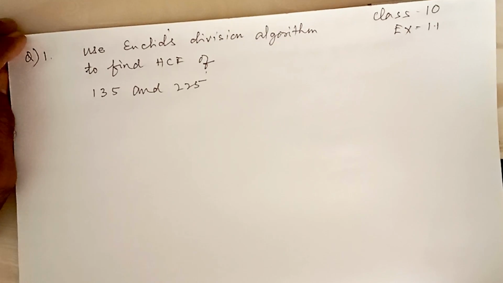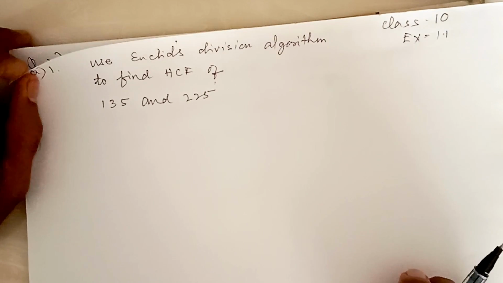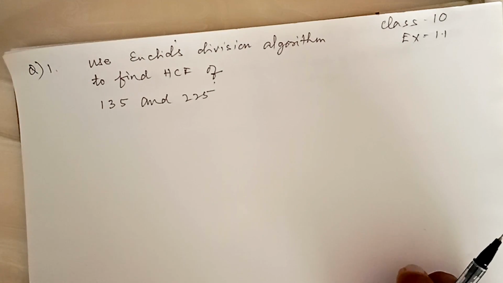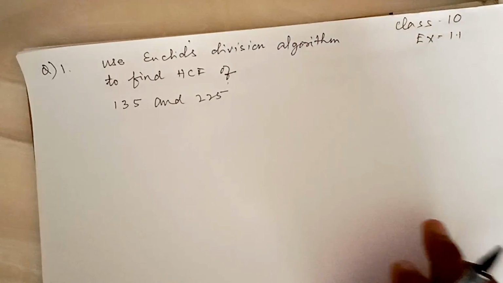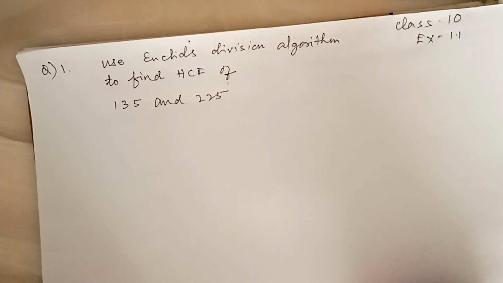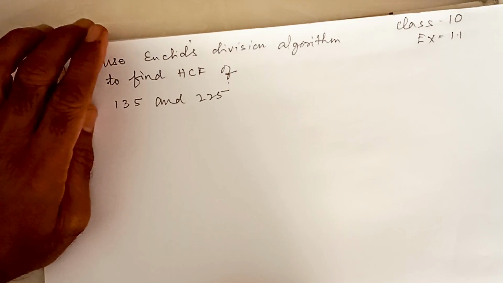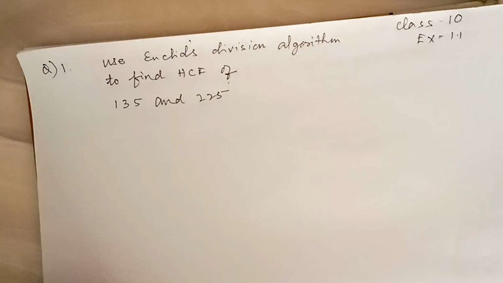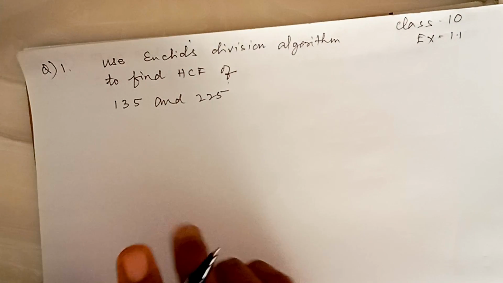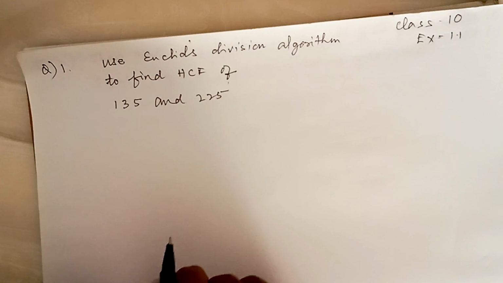Hi students, we're going to start class 10 CBSE exercise 1.1 and question number 1. Let us start question number 1. This says use Euclid's division algorithm to find HCF of 135 and 225. It is very easy. All you need to know is what Euclid's division algorithm is all about.